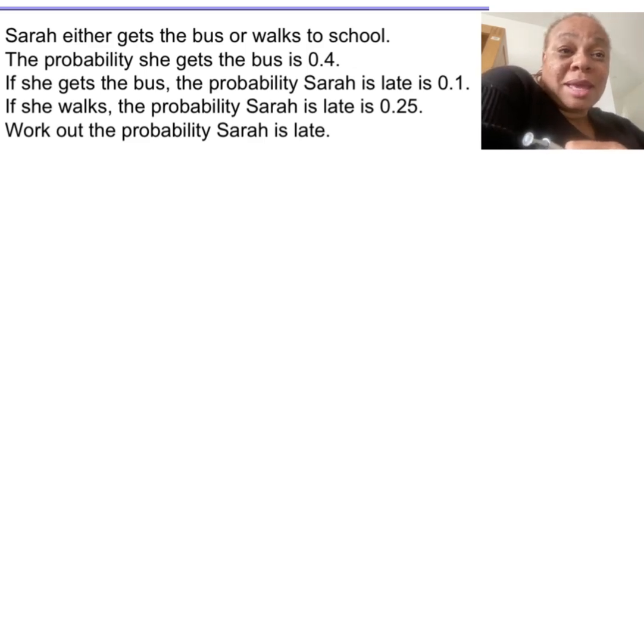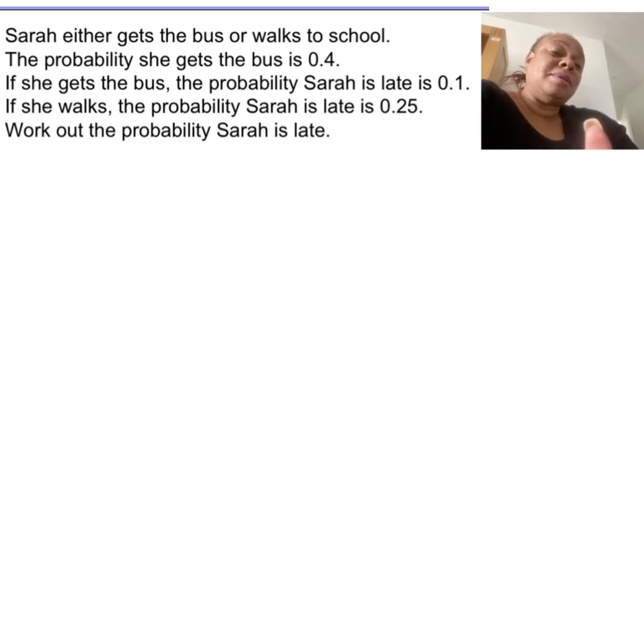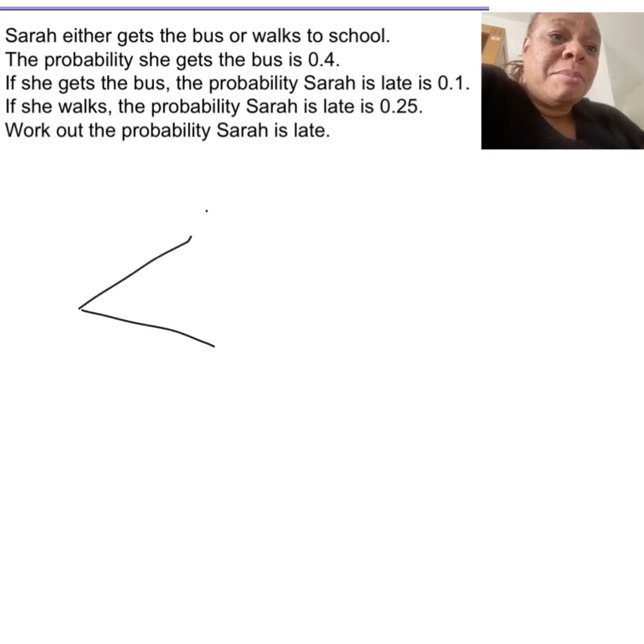Okay, Sarah either gets a bus or walks to school. Now, this is the probability question, and we're going to use tree diagrams. Let me start drawing the tree. So it's either bus or walk. The probability she gets the bus is 0.4, so I'm going to write 0.4 here.